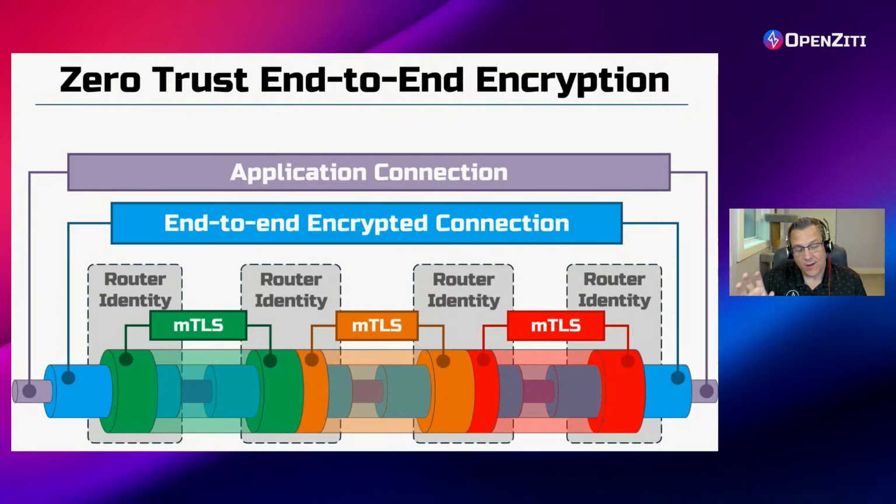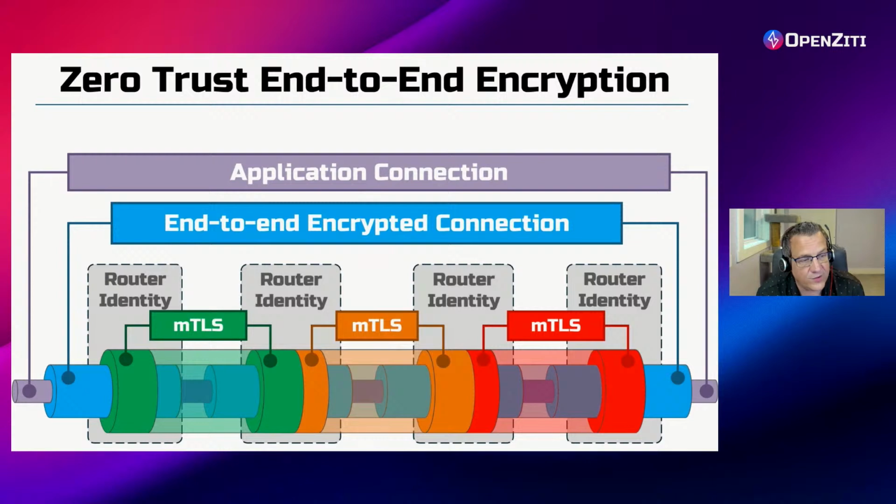Go check it out. On top of that, you can ride another encryption if you want. The application connection, the purple box, could have HTTPS on it. So if you wanted to, you could run mutual TLS through that end-to-end encrypted tunnel across those mutual TLS individual connections. And then you can do turtles all the way down if you want.